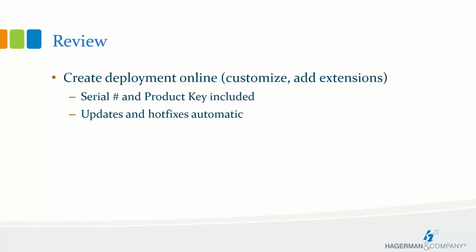All right, so let's review what has been done so far. First, we created the online deployment, which included any extensions and custom settings, paths, and so forth. It also included the serial number, the product key. In the case of a network deployment, it would also include the server name that gets embedded in the install. All of that's included automatically, so no more downloading updates or hotfixes or having to patch the software after it's installed. After that, we save the bootstrap file and run it to download the deployment to the machine.